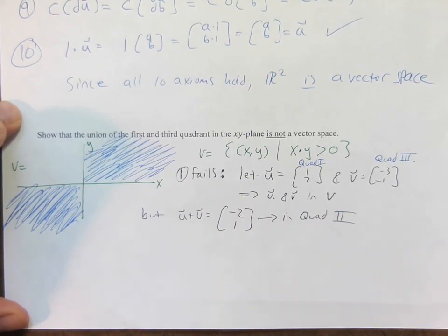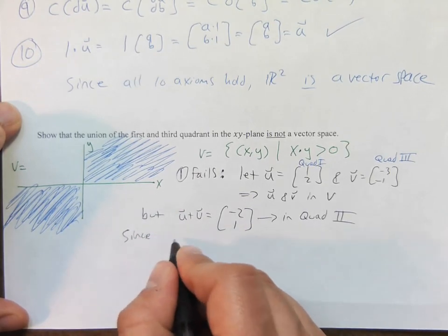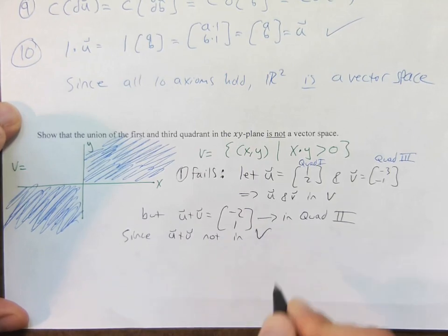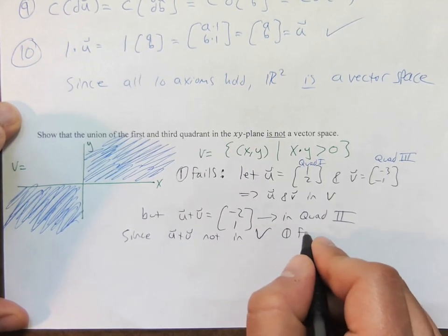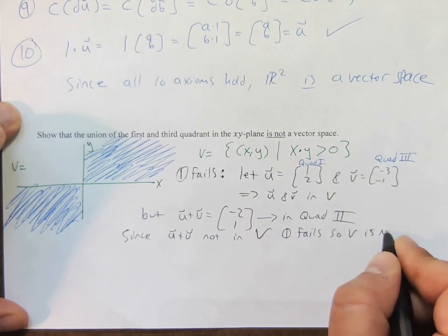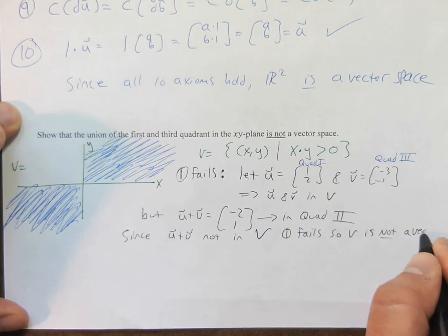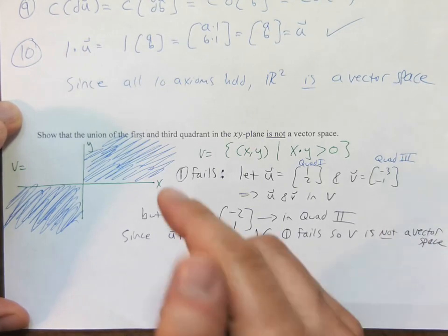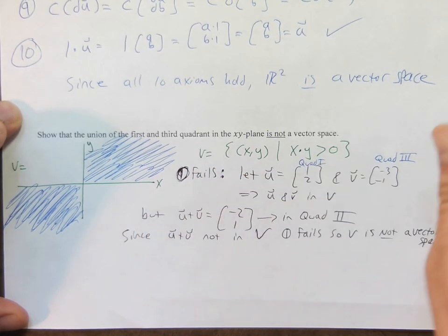So we added 2 things together that were in the space, because they're in quadrant 1 and quadrant 3, but we got something that was outside of the space. Since u plus v is not in our space V, property 1 fails, and so our space is not a vector space. All you have to do is show one of them fails, and so we already know it's not a vector space just because we can show that number 1 fails.